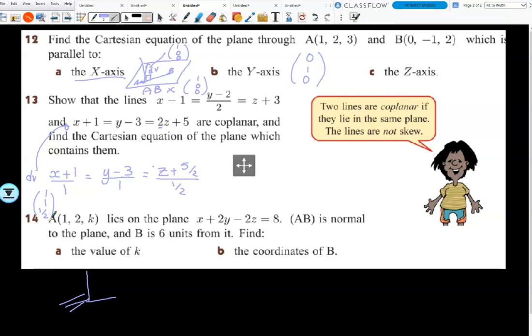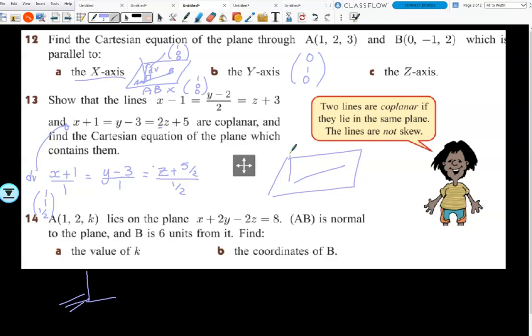Anyway, let's go back. Show that these lines are coplanar and find the Cartesian equation of the plane. What does it mean to be coplanar? They lie on the same plane. So we've got these lines happening here, and they're not skew. Why aren't they skew? Since they're lying on the same plane. For them to be skew and not meet, they'd be up a little bit.